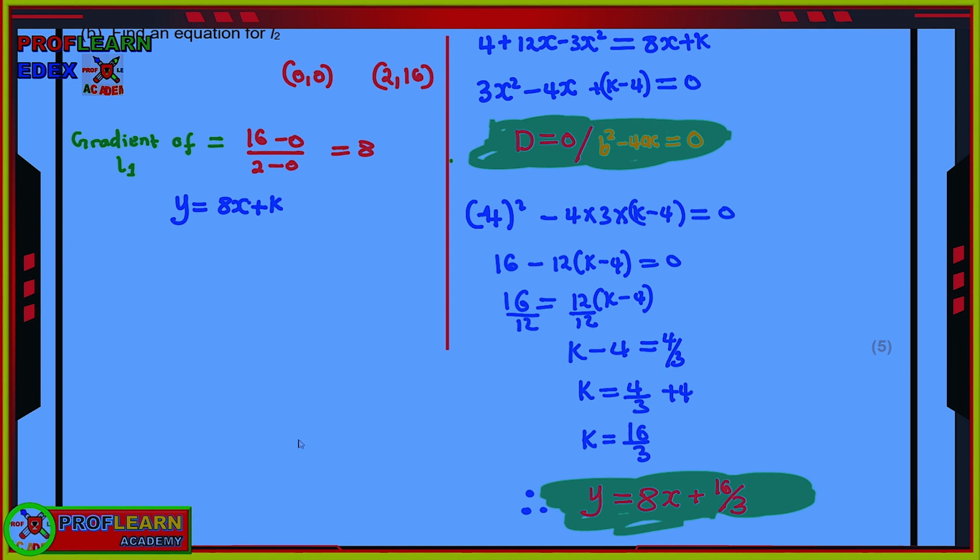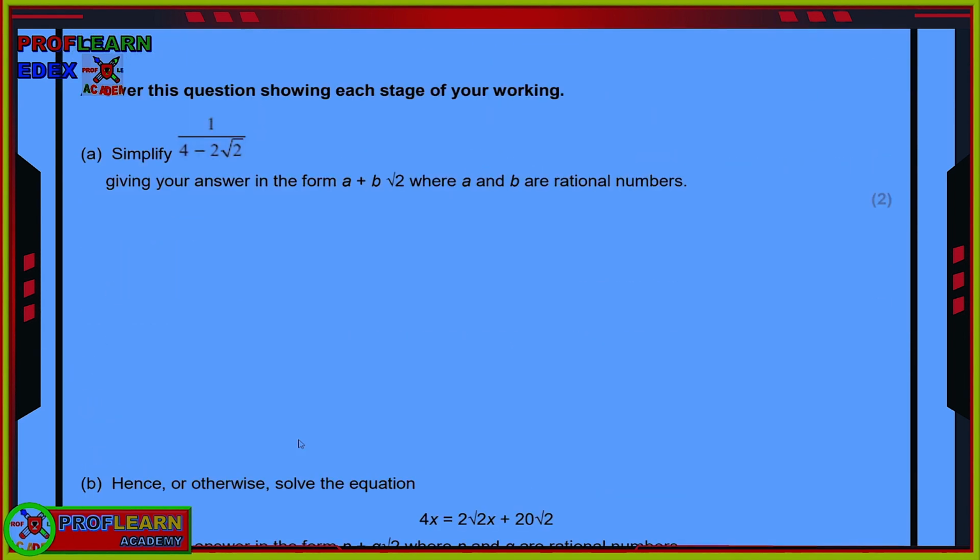And then now we can move on to the next topic, which I think you really need to prepare. You need to know how to work with surds. You need to know how to work with indices as much as you are preparing for this particular exam. But here I have a question that says simplify 1 over 4 minus 2 root 2 and give your answer in the form a plus b root 2, where a and b are rational numbers. So you need to rationalize the denominator. And to rationalize the denominator, remember we multiply by the conjugate.